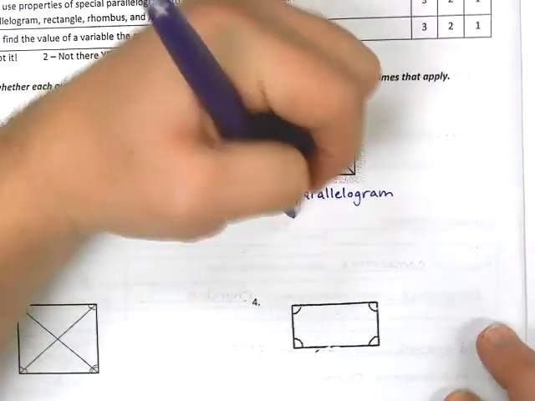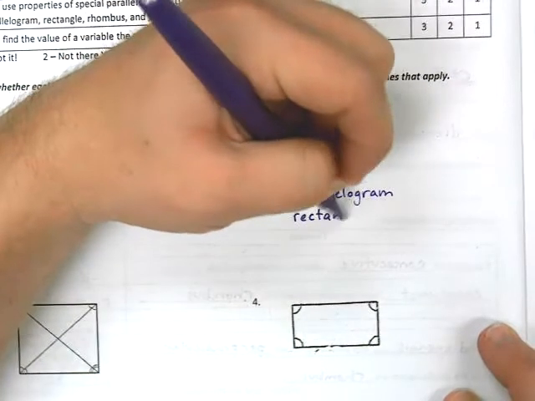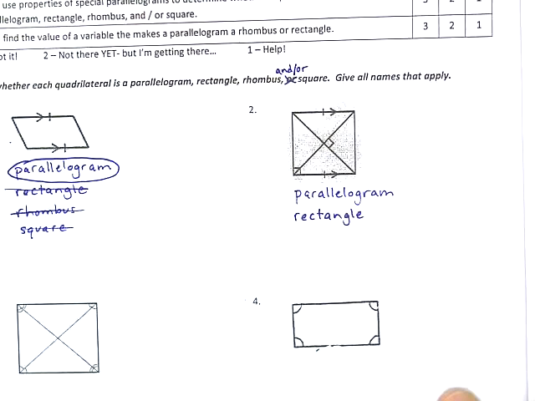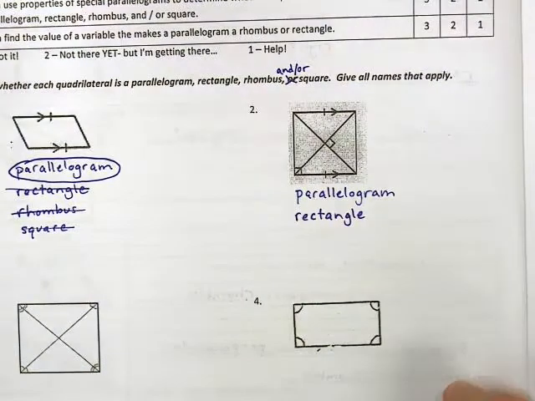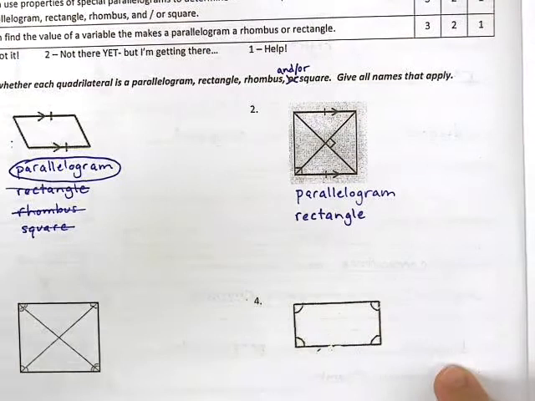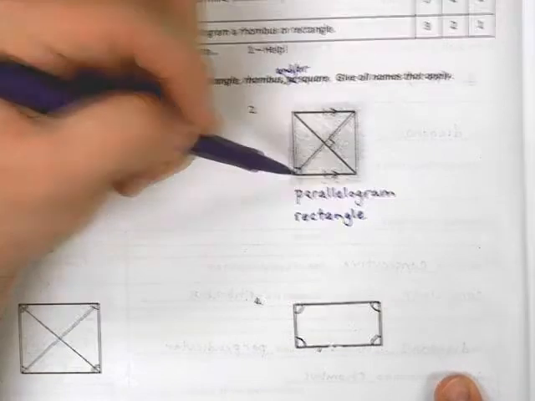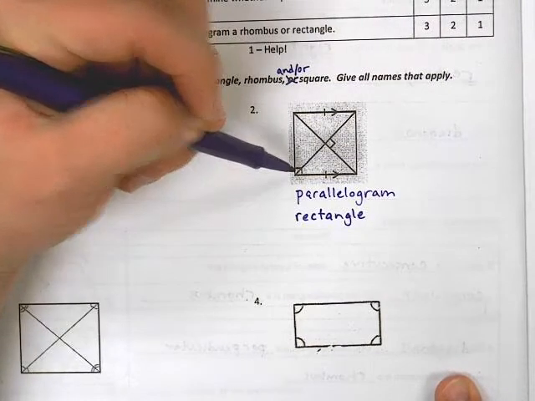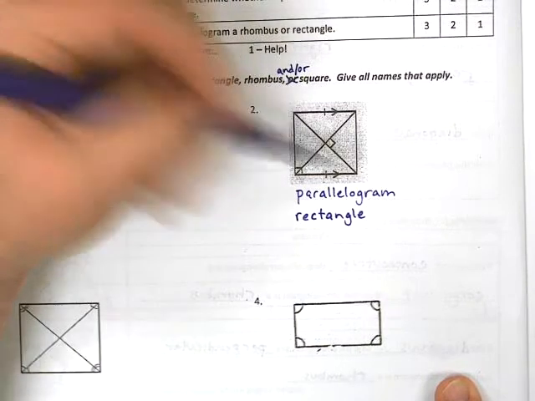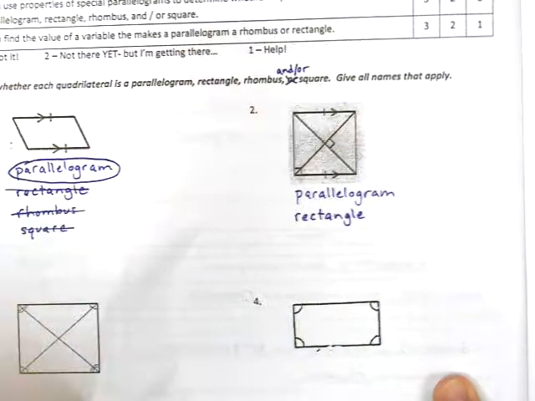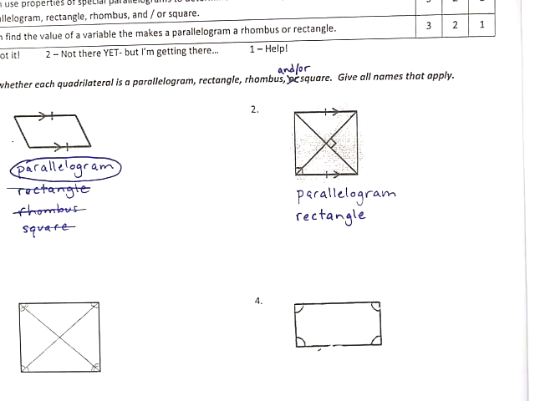Now, let's check for rectangles. Again, with rectangle, we're looking for either congruent diagonals or right angles in the corners. And let's see here. Ooh, I see a right angle. And if this is a right angle, then this is a right angle. So they're all right angles. So yes, this is a rectangle. I will not cross off rectangle this time.